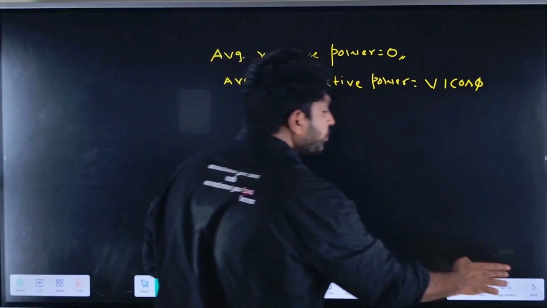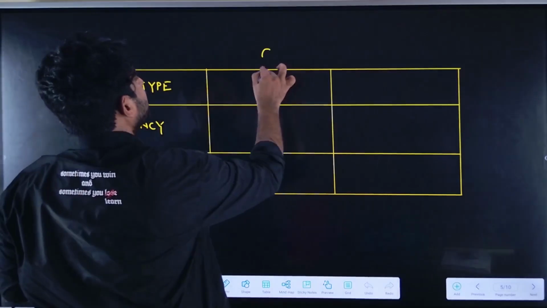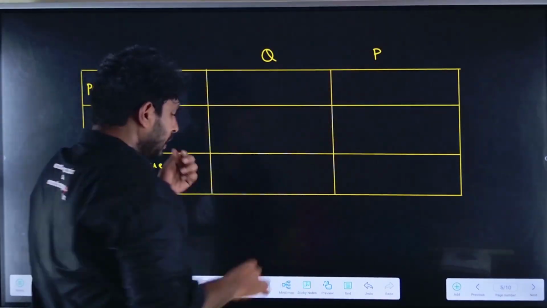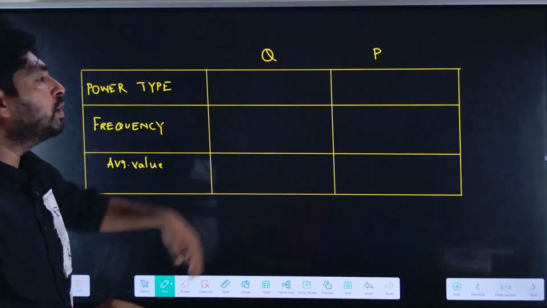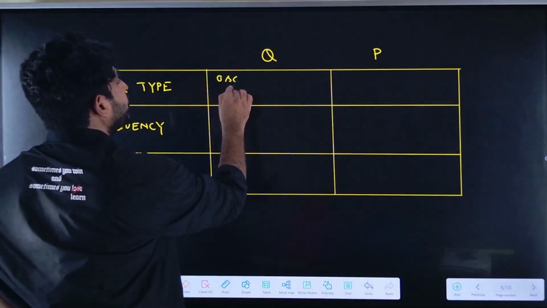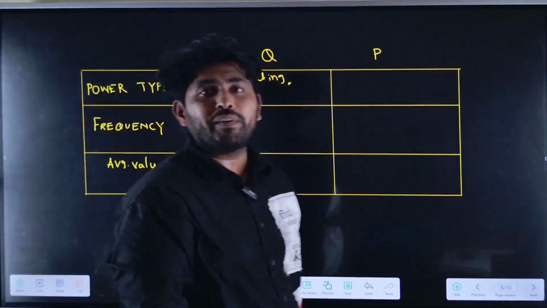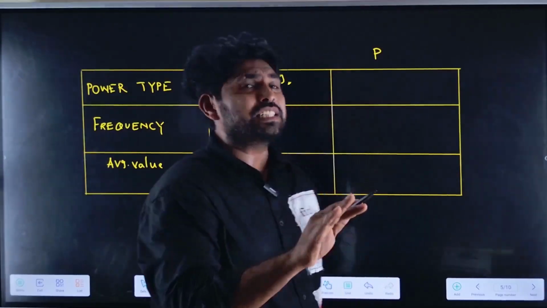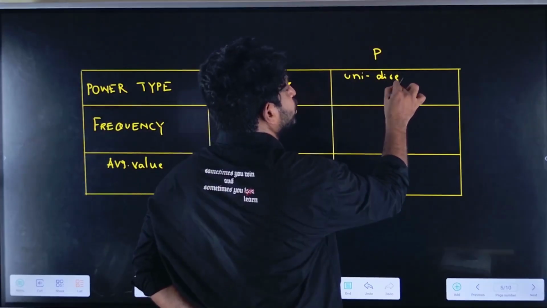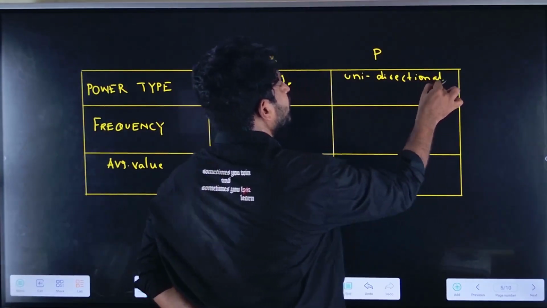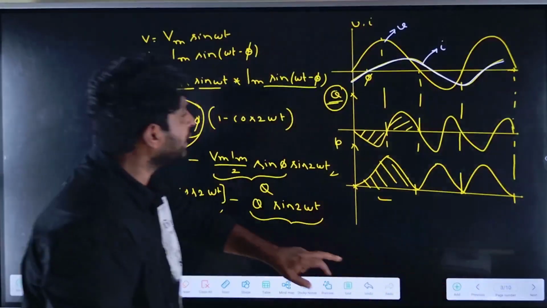So now let us see. I will take the reactive power here and the active power here. What is the reactive power type? It is oscillating in nature. What is the active power? It is always unidirectional power, always positive. And if I want to find the frequency, in both the cases, what is the frequency?